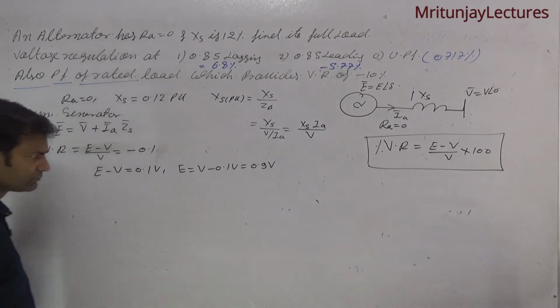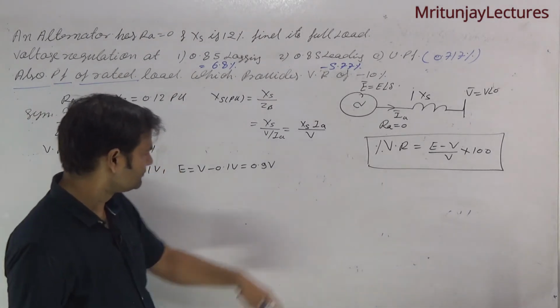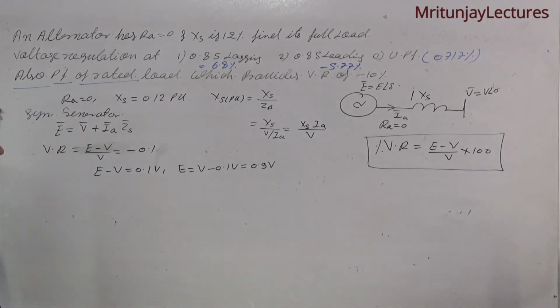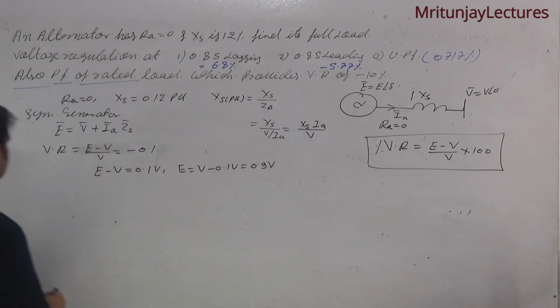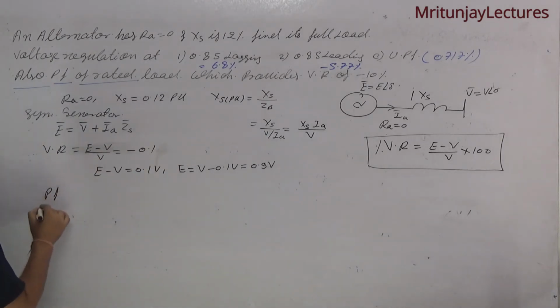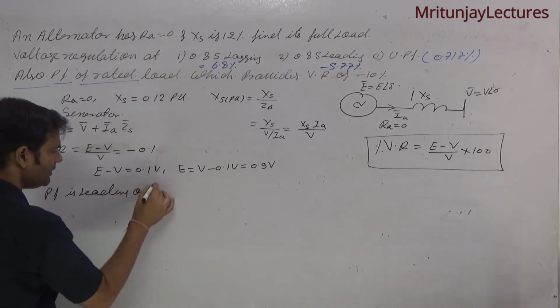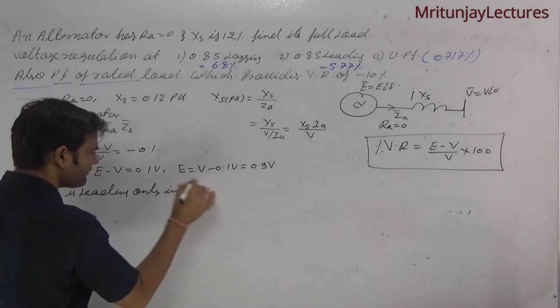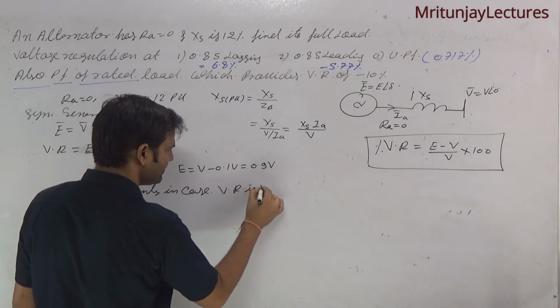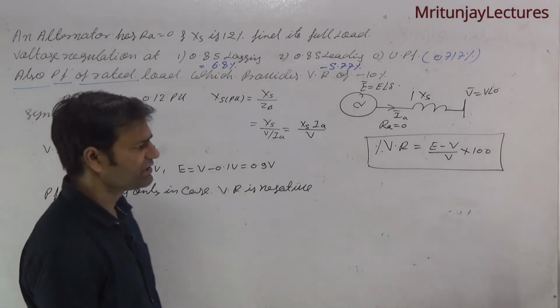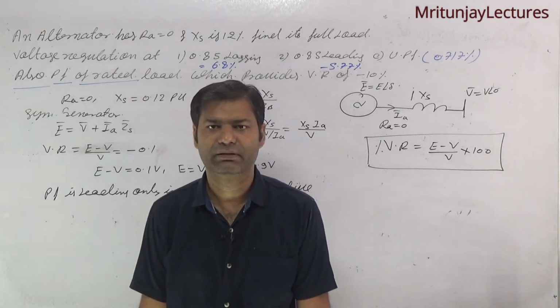Okay. Now, E is equal to 0.9 V. Now another way, you can say that the power factor is leading only in case of negative voltage regulation. Or you can say that if voltage regulation is negative, then the power factor is leading. Clear?